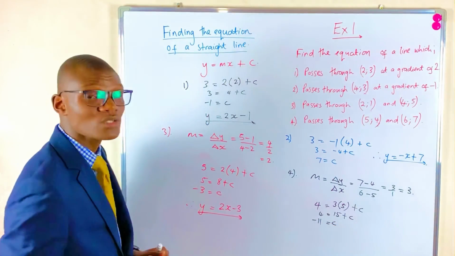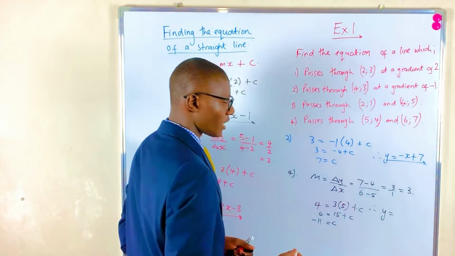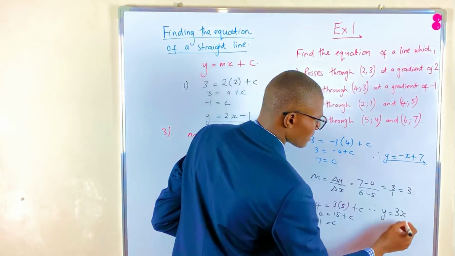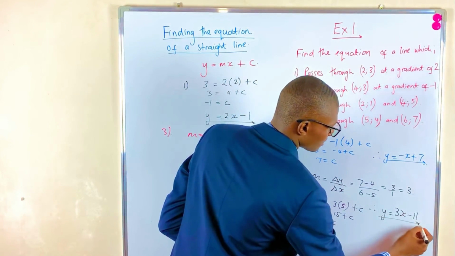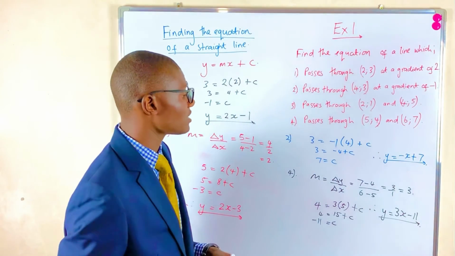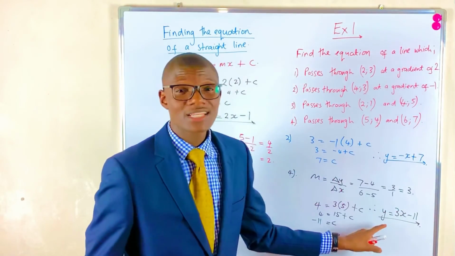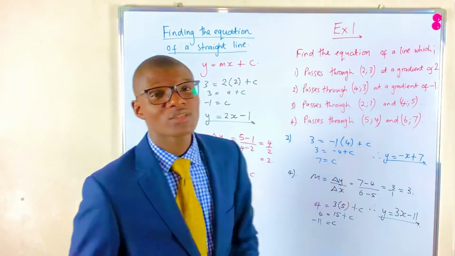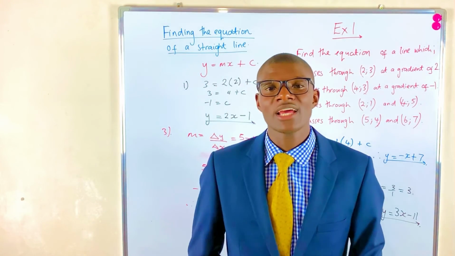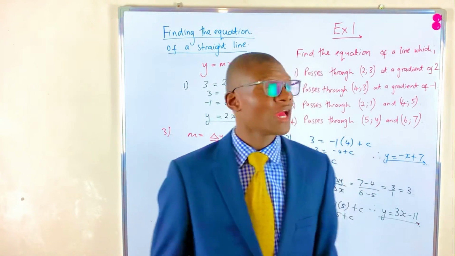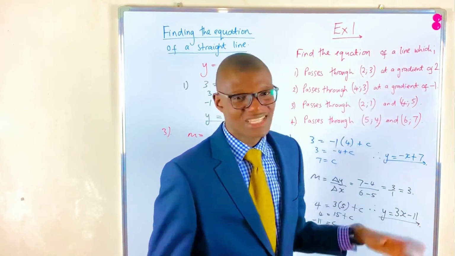to give us c. So c is minus 11, such that the equation will be y is equal to m, 3, times x, then plus c, where c is minus 11. And there we have it, the equation of the line that passes through (5, 4) and (6, 7) is y is equal to 3x minus 11. So this was simply looking at how we would calculate the equation of a straight line given these two scenarios whereby we're given a point and a gradient, and the second scenario being that we're just given 2 points.